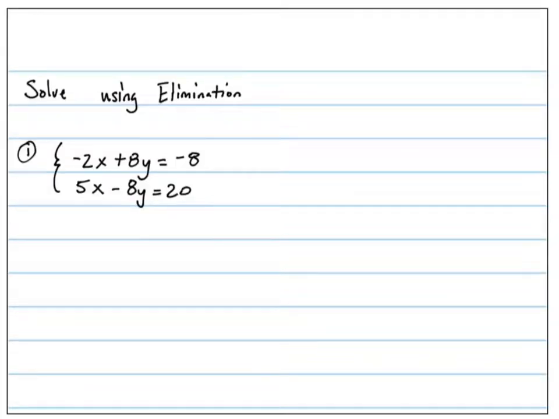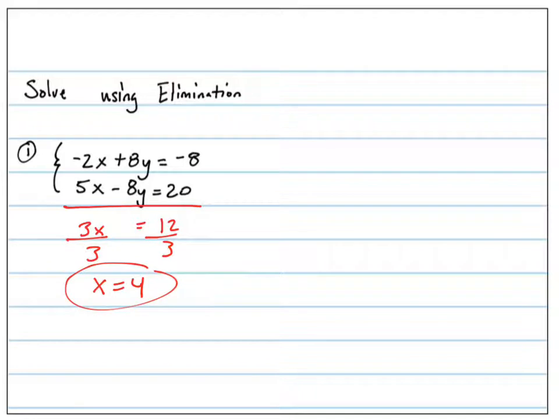So here we've got 2x plus 8y equals negative 8, and 5x minus 8y equals 20. This is set up to eliminate. The y should cancel out if I eliminate straight down. So here we've got 7x, this becomes 0, and this becomes 12. We'll divide by 7. X should equal 4.